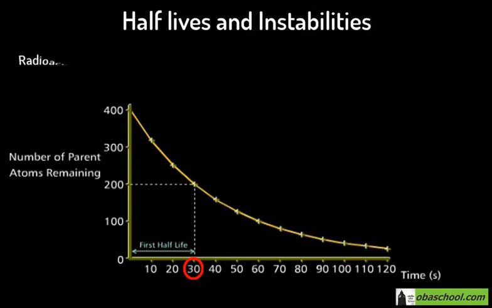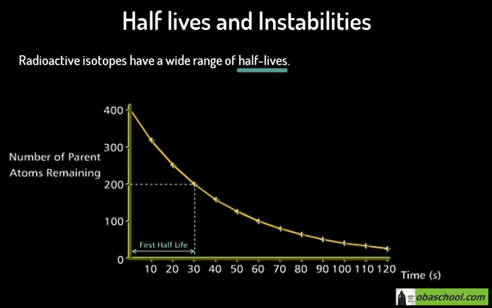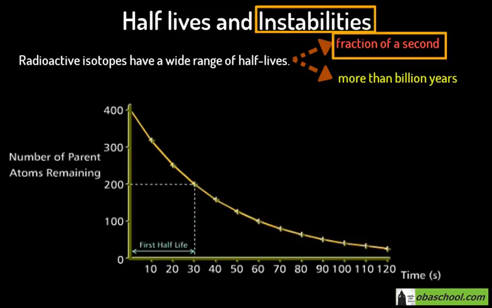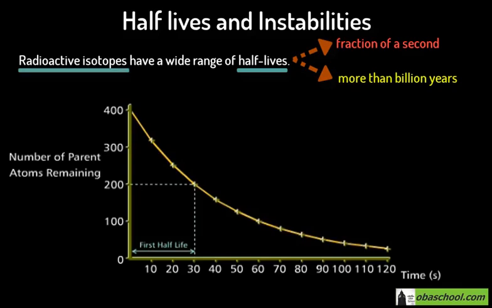So, radioactive isotopes have a wide range of half-lives. Some radioactive isotopes have half-lives of a fraction of a second, while others have half-lives of more than 1 billion years. Isotopes with the shortest half-lives have the most unstable nuclei, so they emit a lot of radiation in a short time. The half-life of a radioisotope source tells you how quickly its activity decreases.